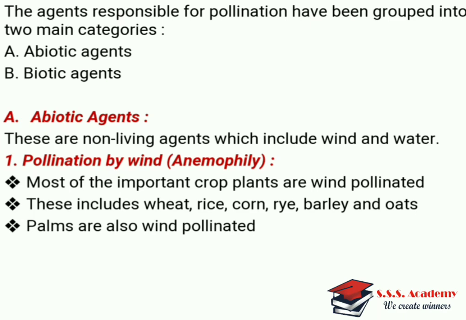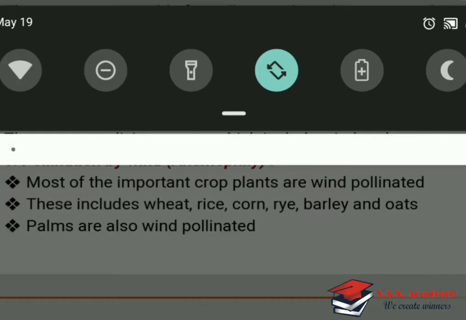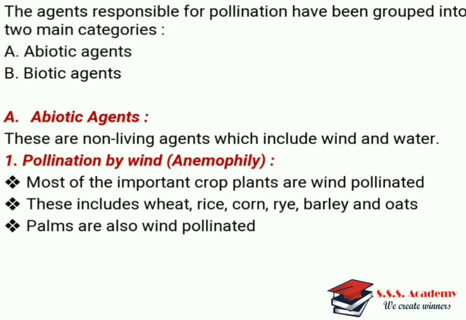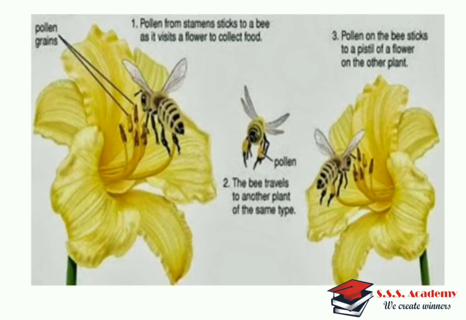Then the agents responsible for pollination have been grouped into two main categories, which are so called biotic and abiotic agents. So that we will see in the next lecture. So this is up till now about the types of pollination. We have seen autogamy, we have seen geitonogamy, and the last one is xenogamy.